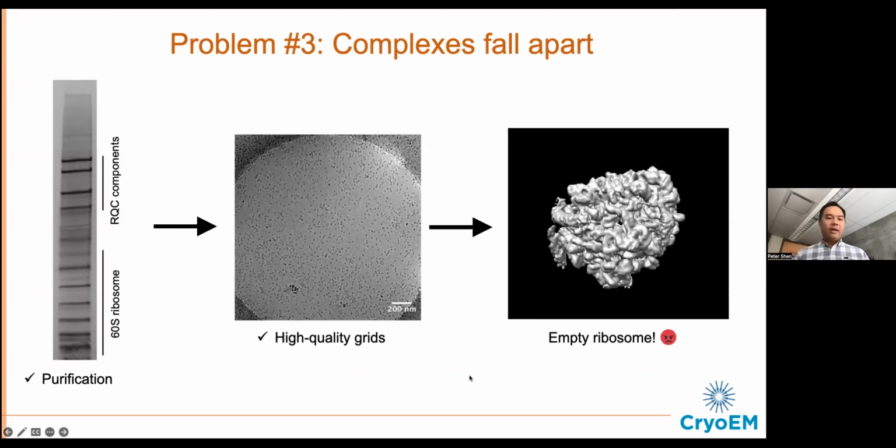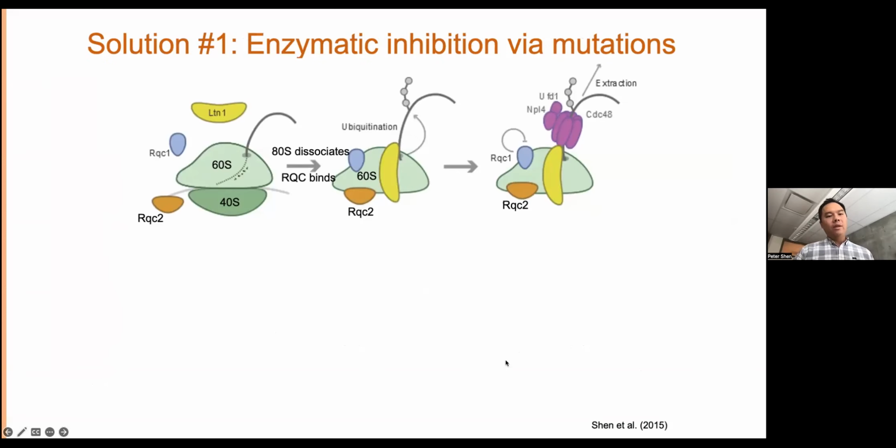So nowadays in our lab, we routinely use a number of strategies to counteract this effect. One such approach is by designing informed mutations into our proteins of interest. So just to get a little bit more into this biological pathway, why did the complex fall apart? We reasoned that one explanation is that the complex was still active during the course of purification.